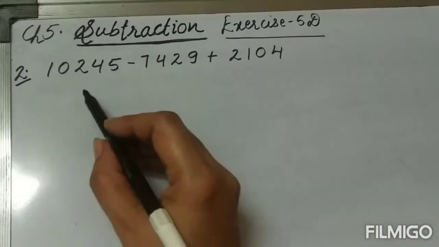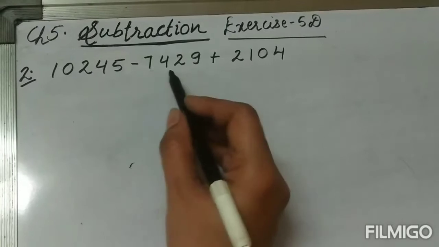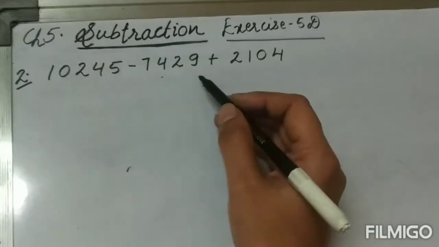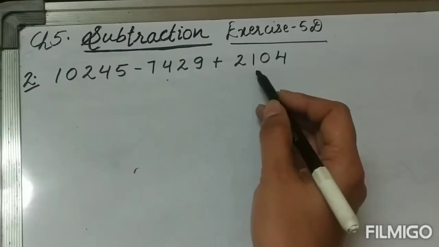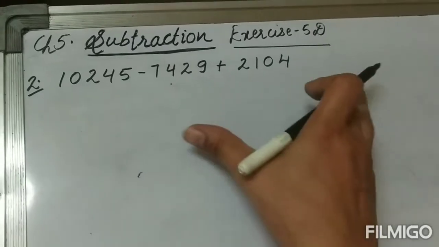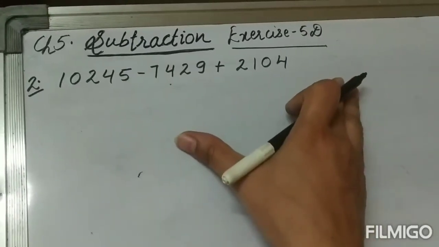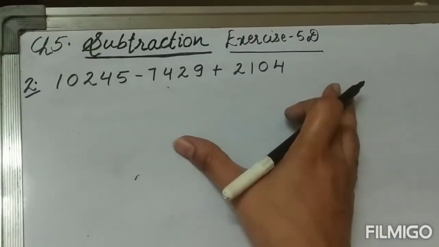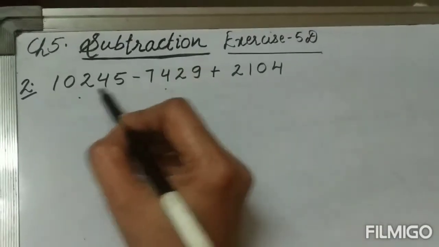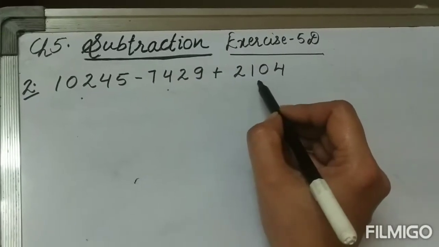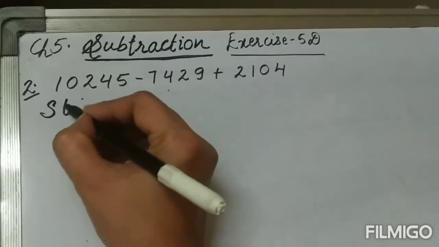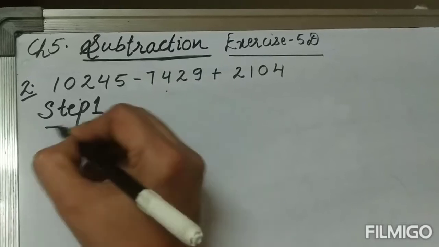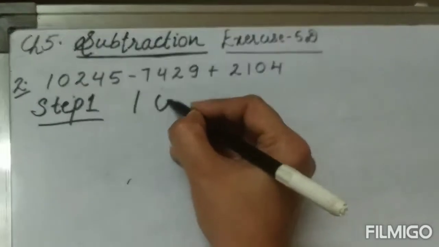Second sum is 10,245 minus 7,429 plus 2,104. We have to solve this mixed sum. So first step, same, we will add those numbers that have the same sign, and both of these numbers have a plus sign, so we will add the numbers with the same sign.